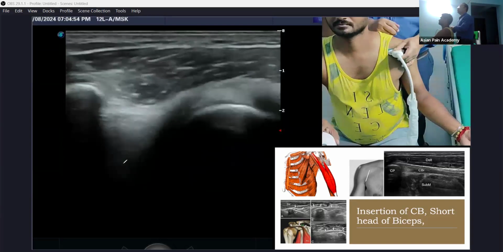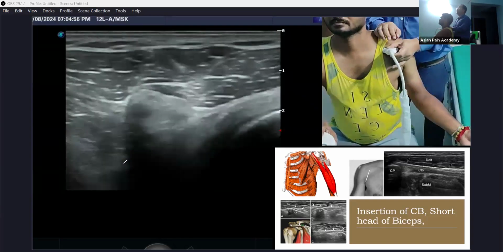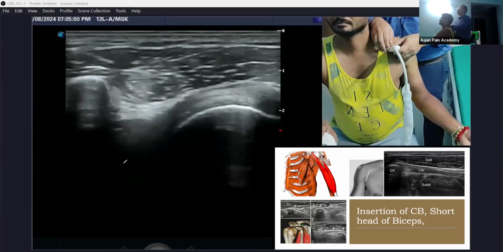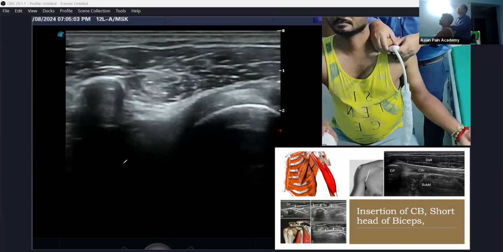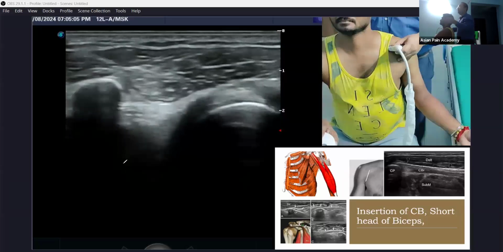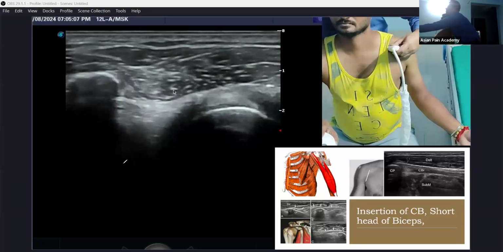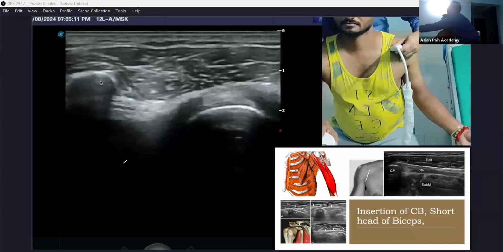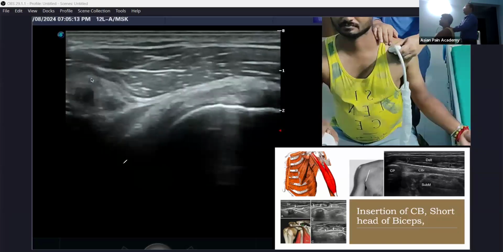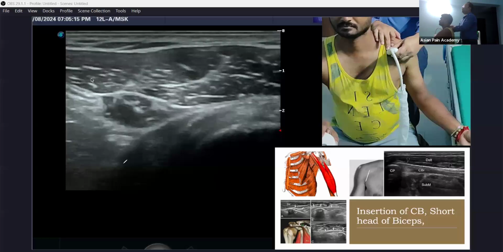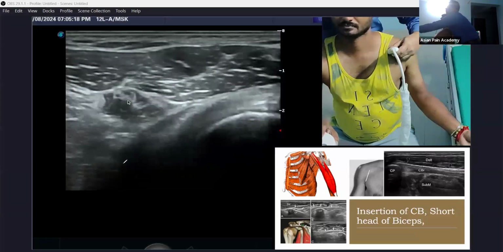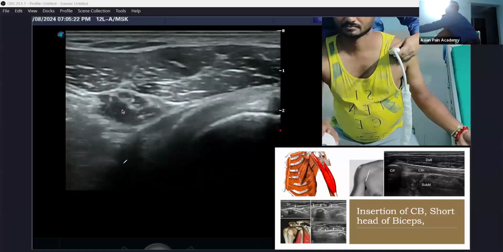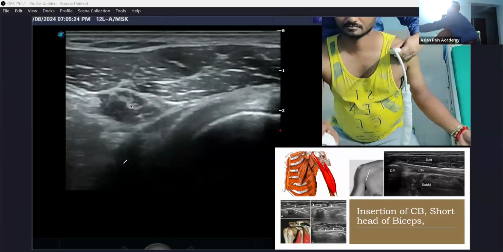Okay, so we will see that left side. What we are seeing is the head of humerus, and the left side of the screen is nothing but the coracoid process. This one is the coracoid process, a bony structure. If from the coracoid I go straight down, the muscle which appears is nothing but coracobrachialis. So this is the coracobrachialis.